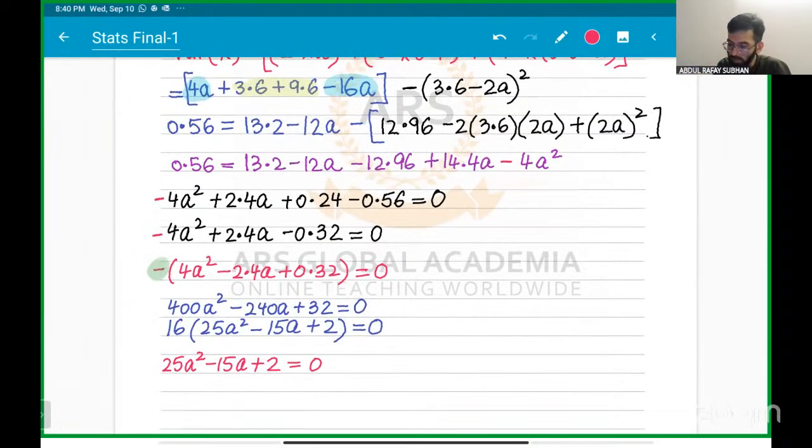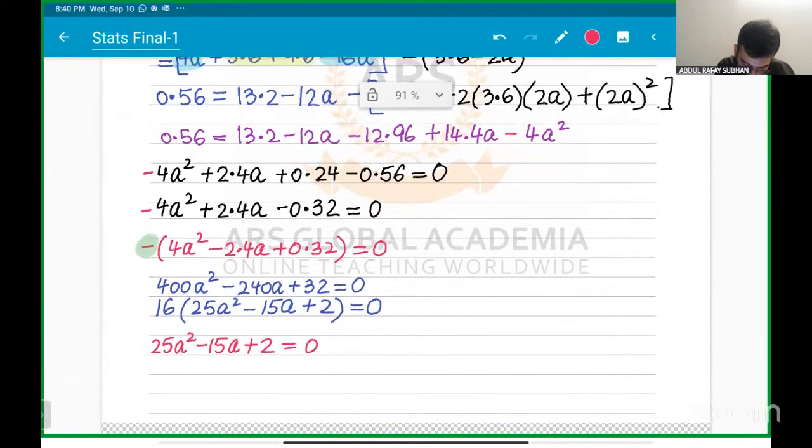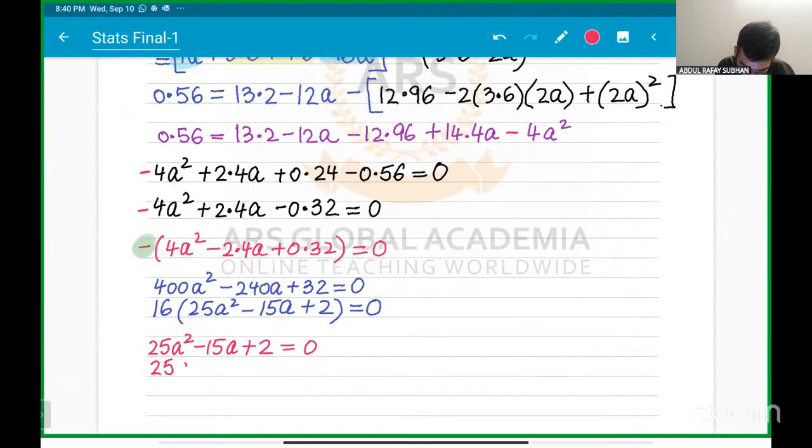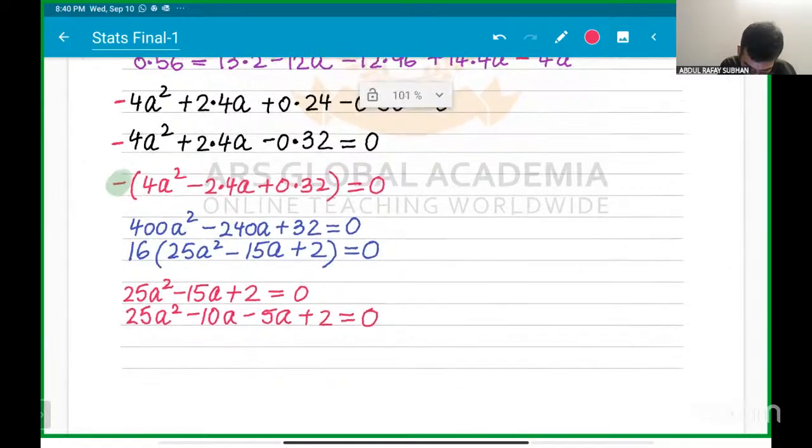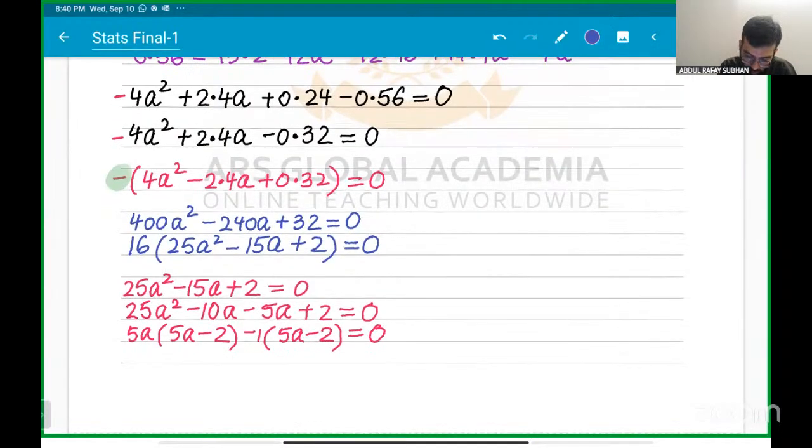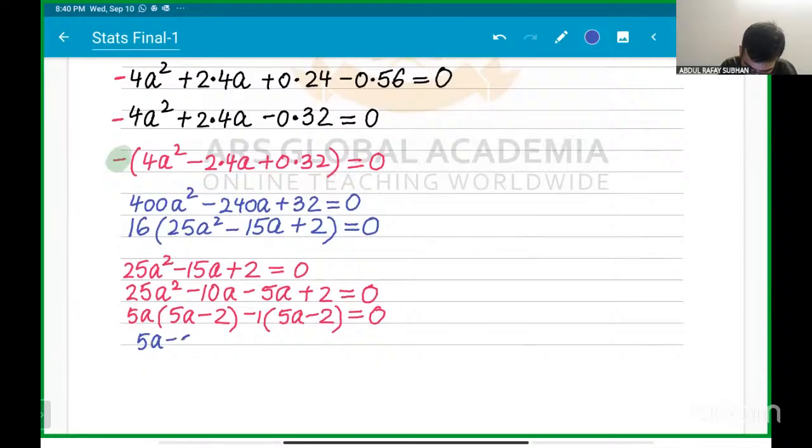Got it clear? So what we have is basically 25 twos are 50, and it will be 25a square minus 10a. Factors were also matching. It's just the sign was not matching. So it will be 5a common, 5a minus 2, minus 1 common, 5a minus 2. Here we go. Both the answers are matching the marking scheme. 5a minus 1, 5a minus 2.